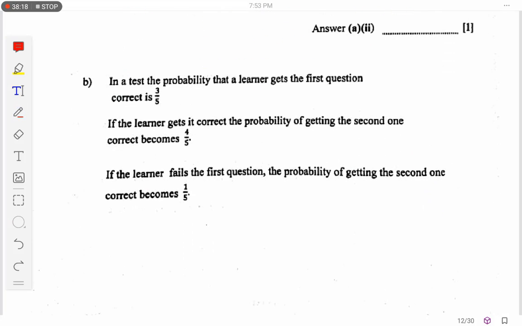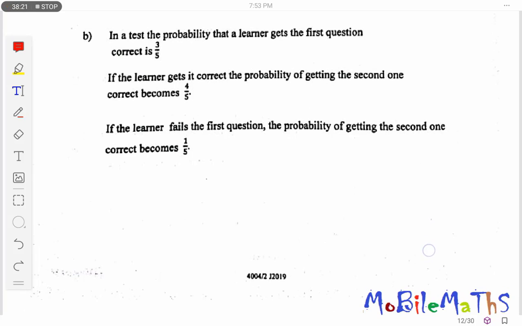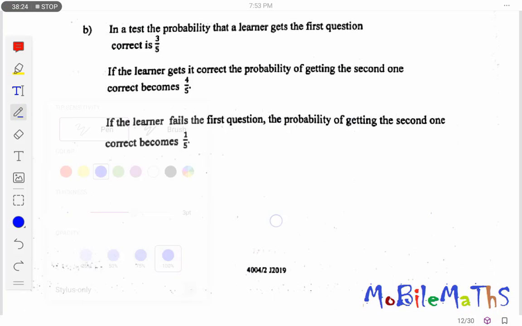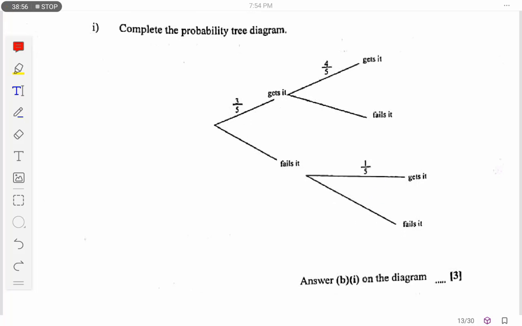Okay, let's move on. Now we are looking at probability. We are given in a test the probability that a learner gets the first question correct is 3/4. Then if the learner gets it correct, the probability of getting the second one correct is 4/5. The last one is, if the learner fails the first one, the probability of getting the second question becomes 1/4. Okay, fine. Let's see the question.